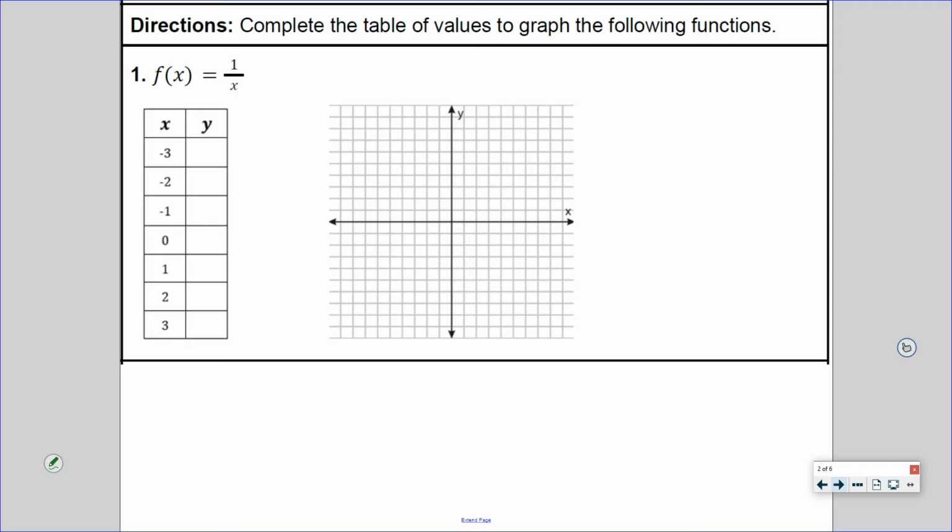You can't do 0. This makes no sense. I'd say it's 0, 0. It's two different graphs.